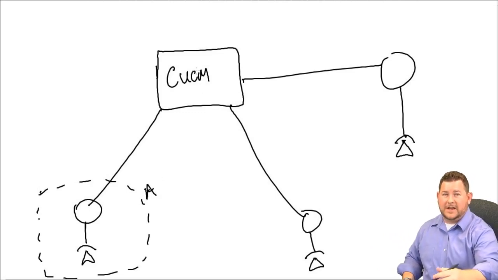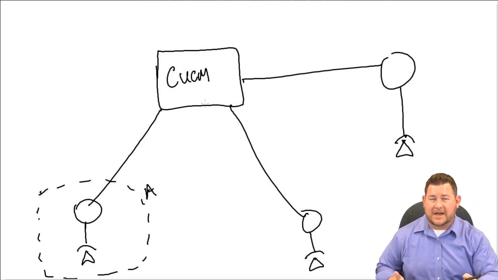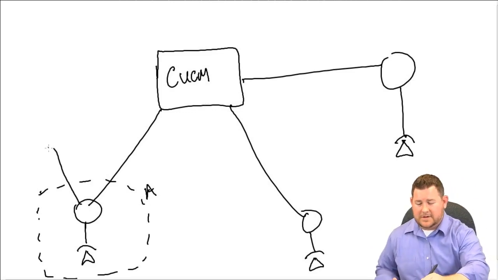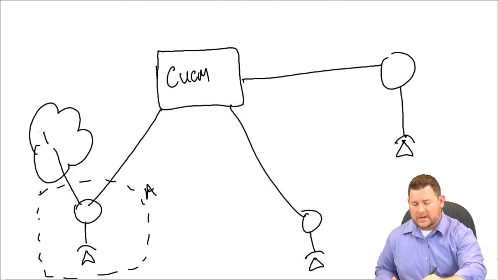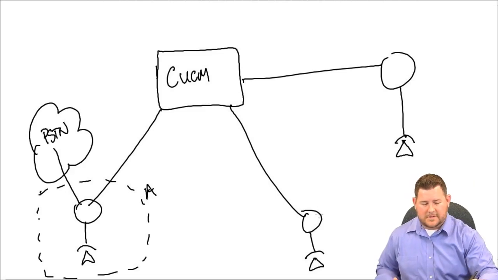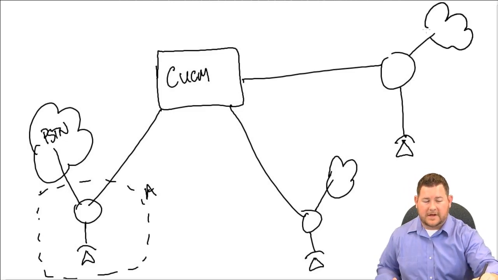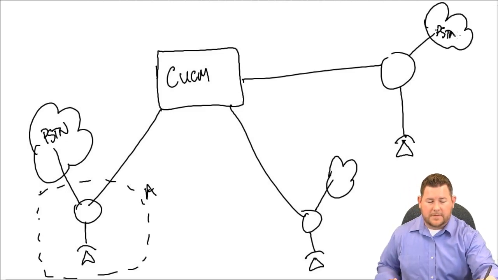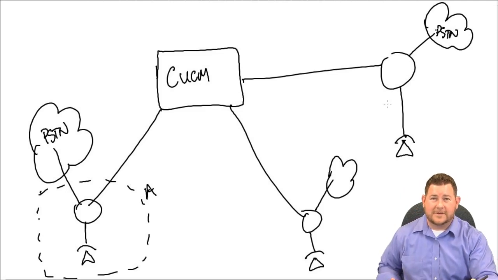So site A communicating with CUCM, that's going to be over the WAN link. And of course, each of these gateways are going to have a PSTN link as well. So you'd have a cloud there, and a cloud here, to PSTN, and a cloud on this site, so they can actually get out of the site locally.